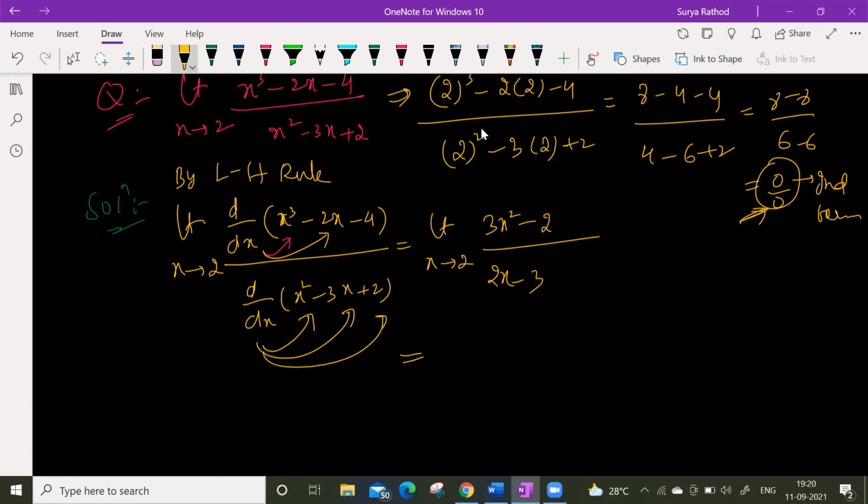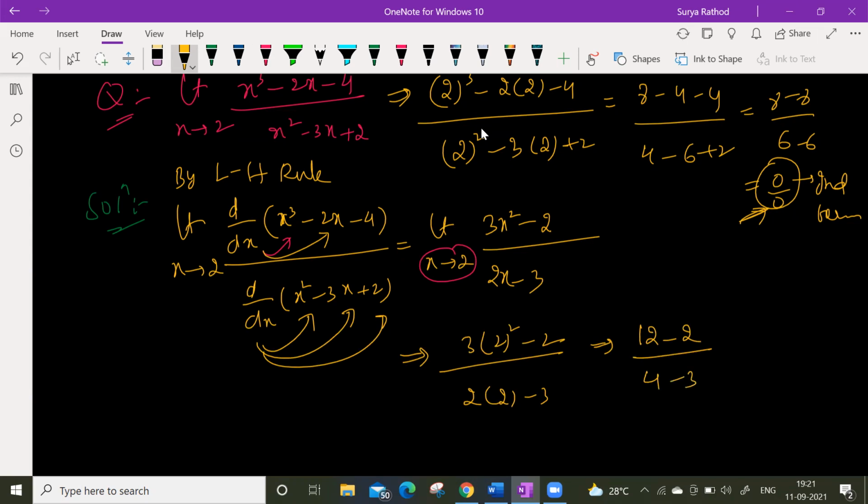Now apply the limit here. Substitute the x value: 3 into 2 square minus 2 divided by 2 into 2 minus 3. So how much? 4 threes are 12, minus 2, divided by 4 minus 3. What is the answer? 10 by 1, that is 10, the answer for this. I am doing such a big solution.